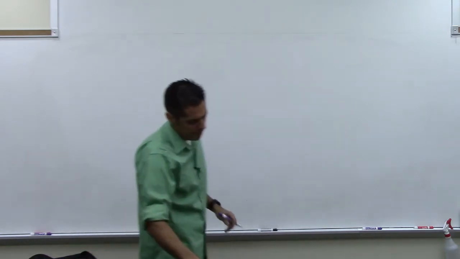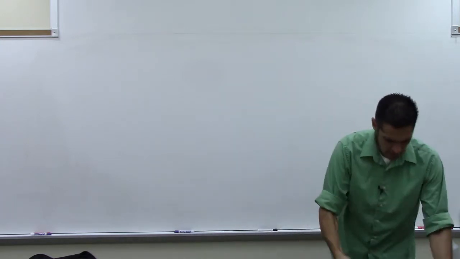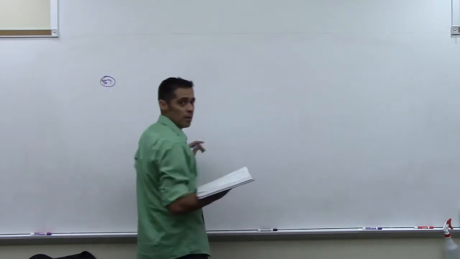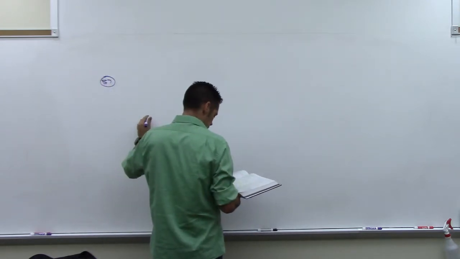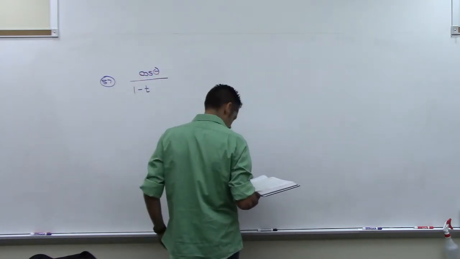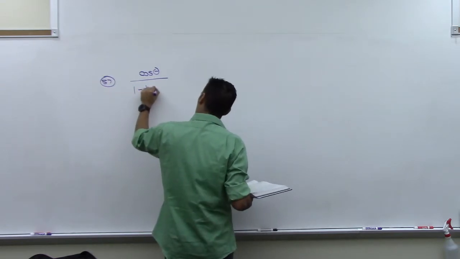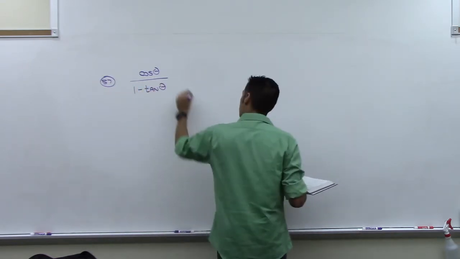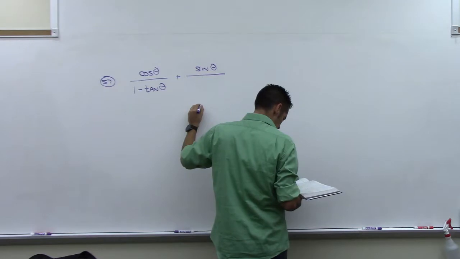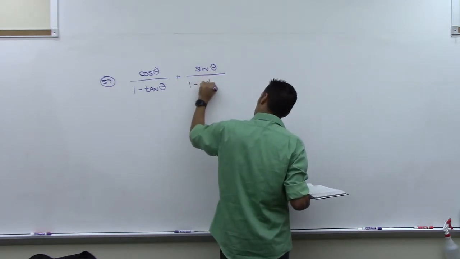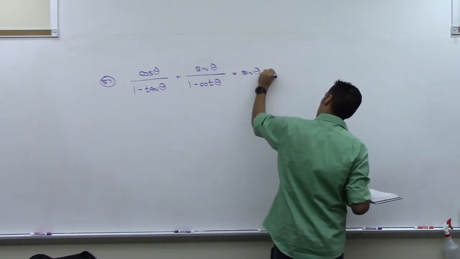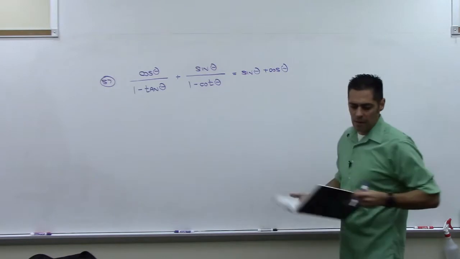Okay, number 57. For 57, we have cosine theta over 1 minus tangent theta plus sine theta over 1 minus cotangent theta equals sine theta plus cosine theta. All right, obviously the left side's more complicated.